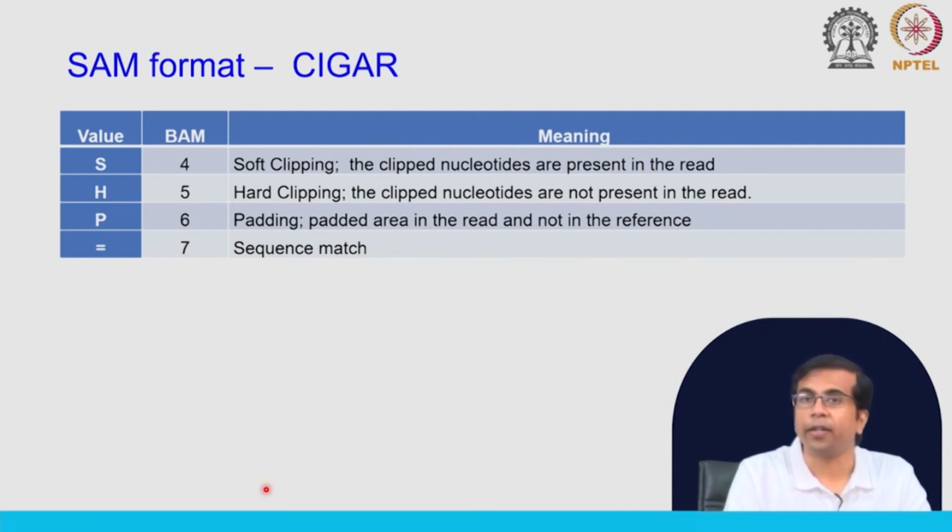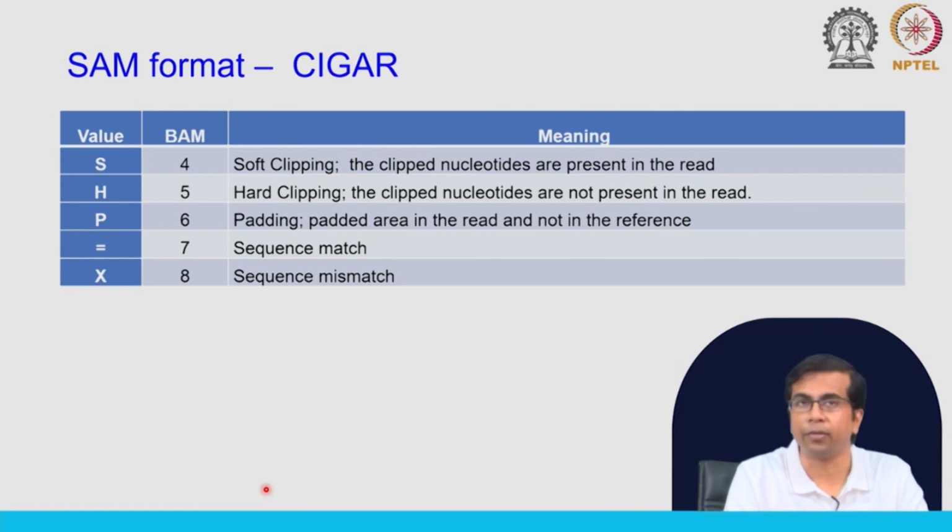Again we have this equal sign, which means sequence match, and finally, we have X, which is called the sequence mismatch. In the next class we will look at some of the actual CIGAR strings. I have just very briefly shown you this column that shows the CIGAR string, but we will try to interpret it in the real data in the next class.